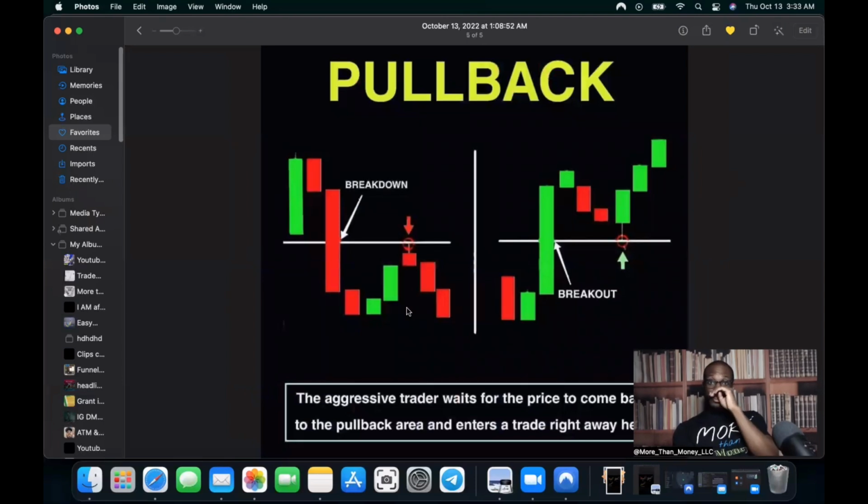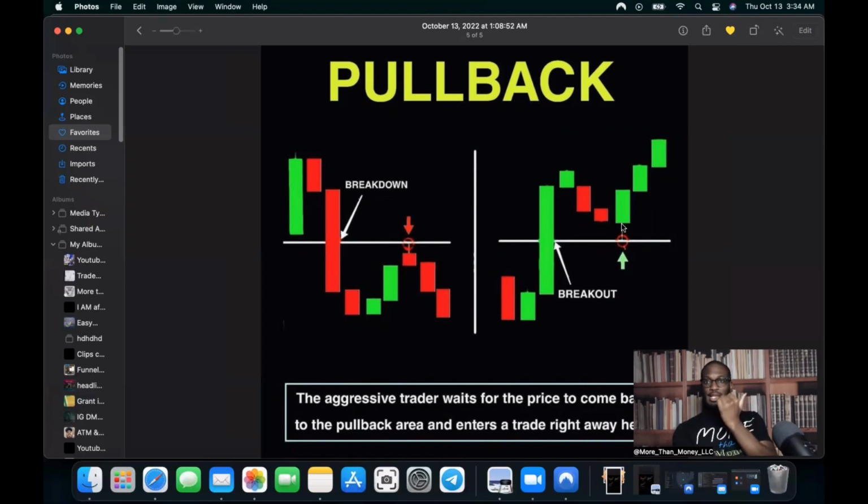So what does a pullback look like? This is the breakout, or it's labeled breakdown right here, but a breakout is just breaking downwards. So this is a breakout. And what did price do? Boom, it came back, retested. Boom, breakout. Price came back, retested. Retests are a beautiful thing. We kind of talked about that earlier.